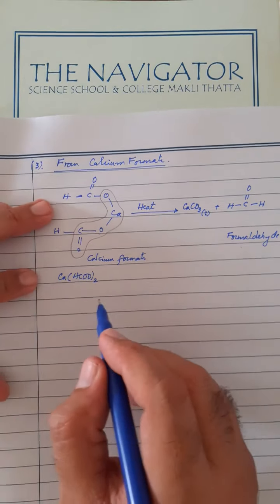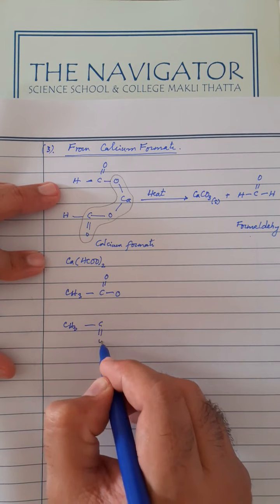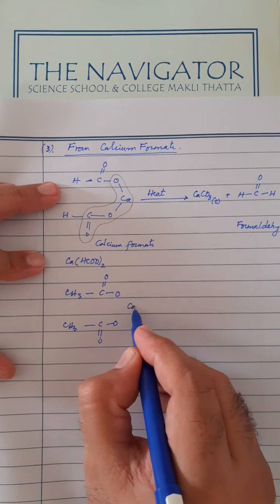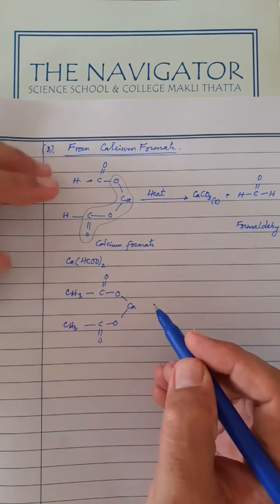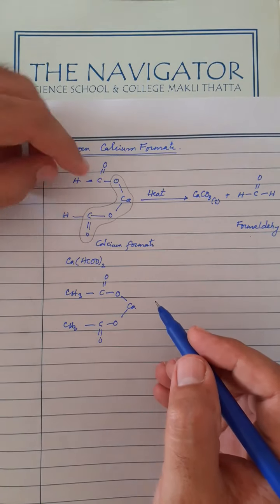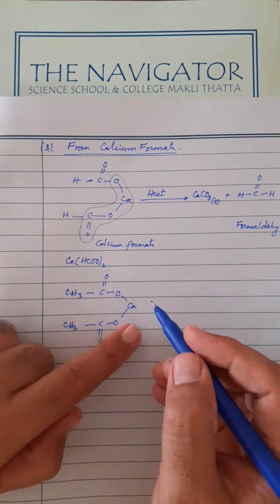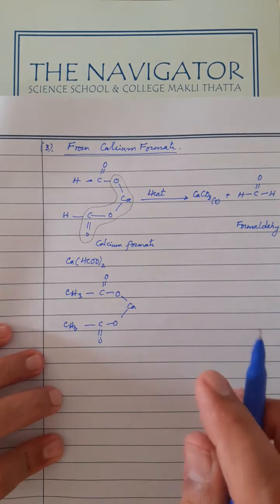CH3, C double bond O, O, and CH3, C double bond O, O, and calcium. Now this is calcium formate, because formate has one carbon. This is calcium acetate, because there are two carbons.